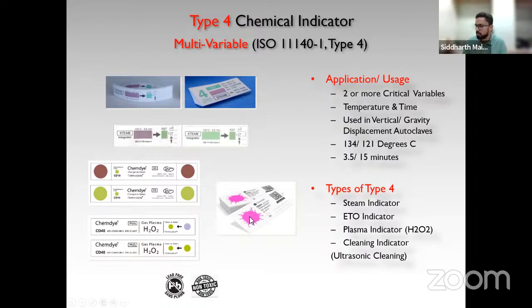So what happens is, this is basically protein fuchsia which is there. The fuchsia gets removed. So the pink will become completely white. That means fuchsia is getting removed when you are dipping it inside an ultrasonic cleaner. That means the ultrasonic cleaner frequency, the ultrasonic cleaning, the detergent that you are using, everything is fine. Then the type 4 indicator is going to pass.